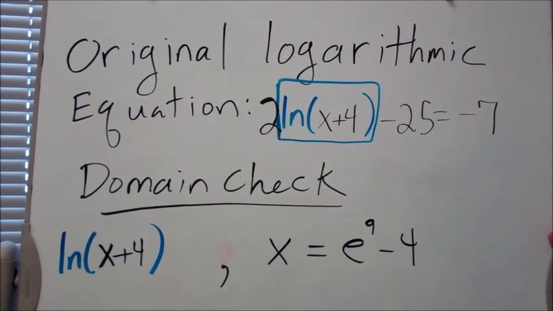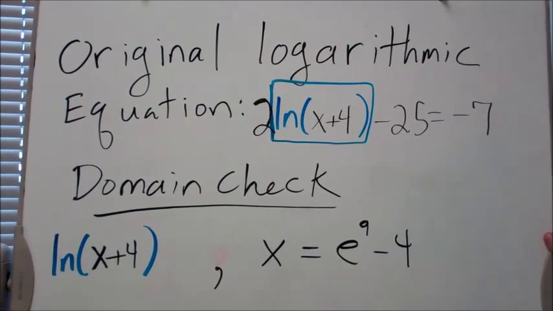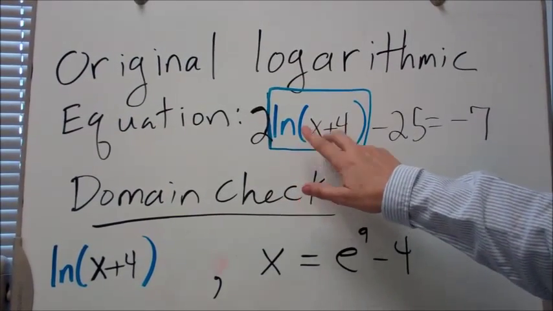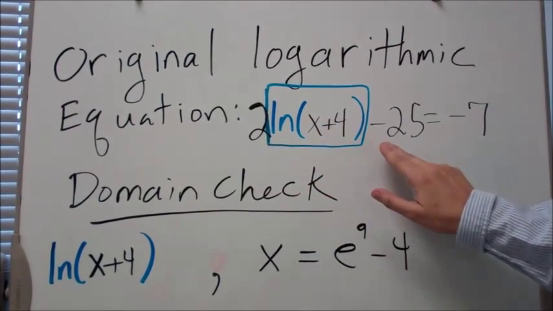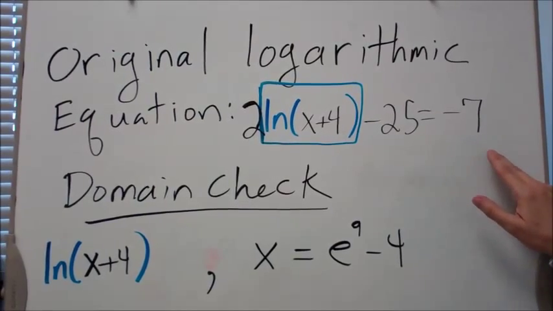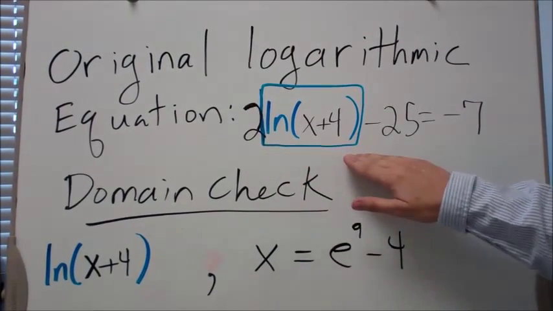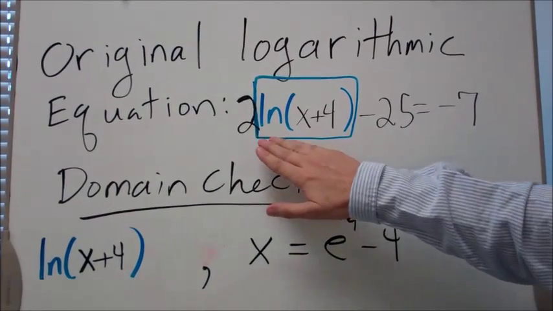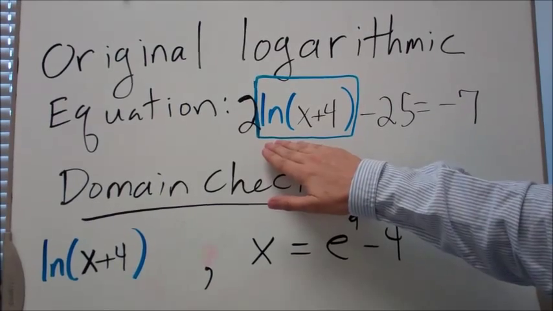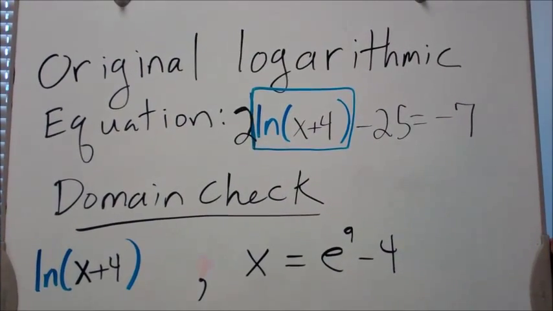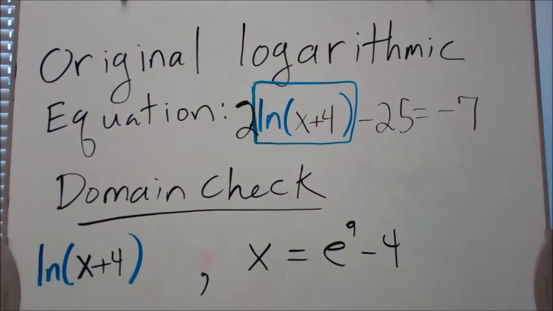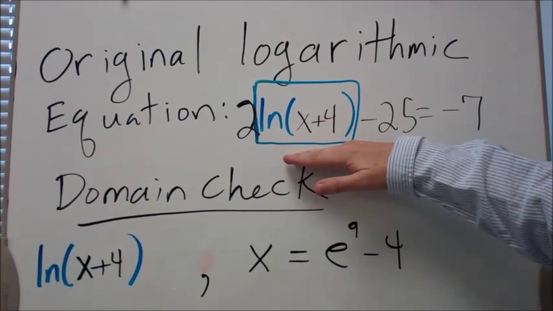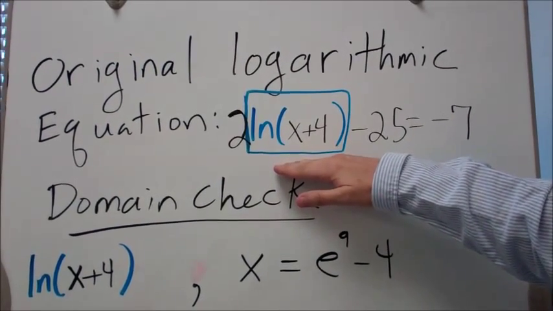We have one more order of business before we say goodbye to this problem. Our original logarithmic equation was 2 times ln of quantity x plus 4 minus 25 equals minus 7. It involved this logarithmic expression. If you remember from earlier studies, the logarithmic expression has a restricted domain. We can only take the logarithm, natural log, or any other base of positive numbers. We don't know before we start what x is, so we don't know whether we're trying to take it of a positive number or not.